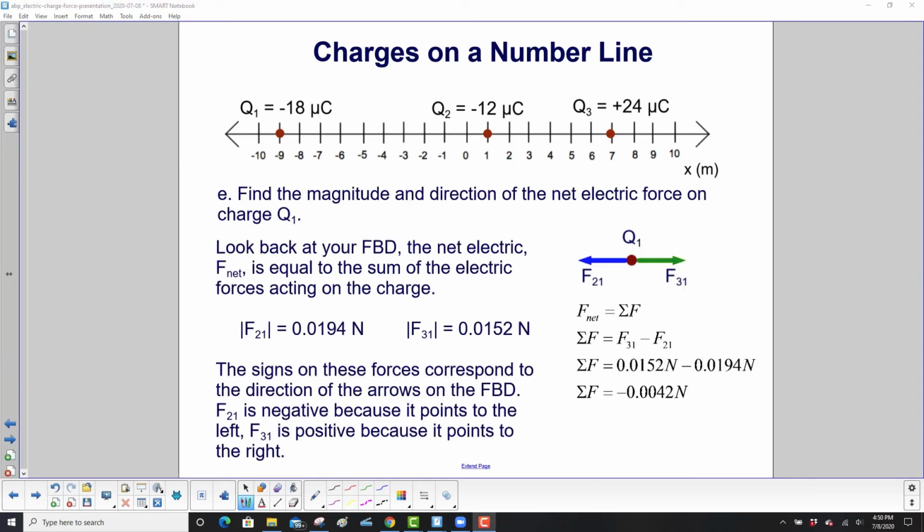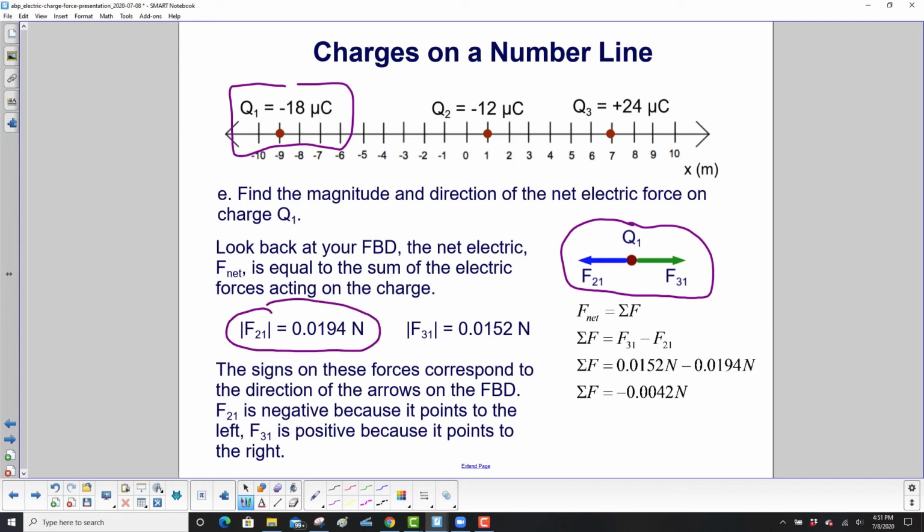Now we want the magnitude and direction of the net electric force on Q1. So we go back to the free body diagram, just like in dynamics. Okay, here's our two forces, force of 2 on 1, force of 3 on 1. The net electric force will equal the sum of both electric forces. So here's the force of 2 on 1, the absolute value, and here's the force of 3 on 1. The signs on these forces correspond to the direction of the arrows on the free body diagram.